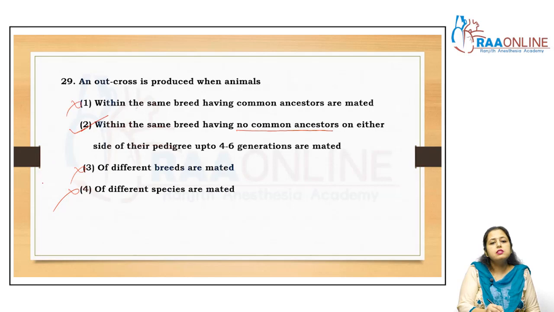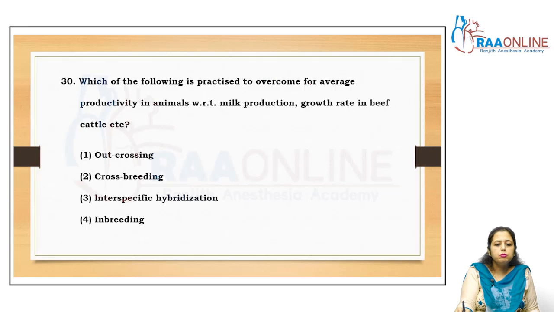Which one of the following is practiced to overcome average productivity in animals with respect to milk production, growth rate in beef and cattle, etc.? Outcrossing, crossbreeding, interspecific hybridization, or inbreeding. So that is the outcrossing. Clear? Come to the next.